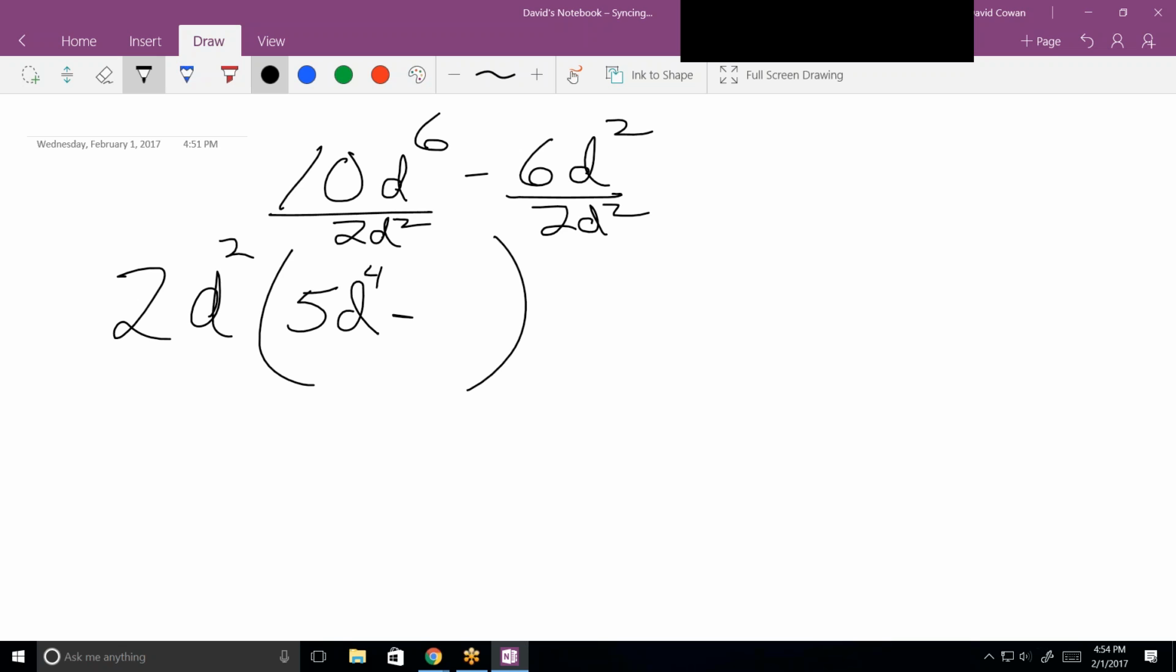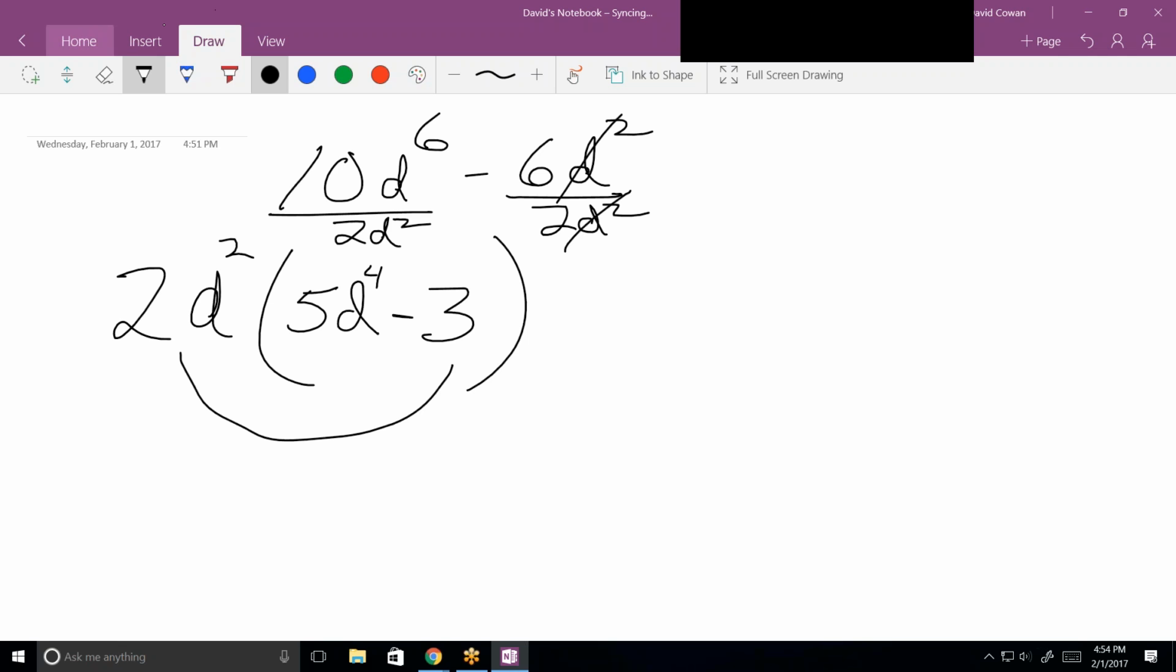What's 6d squared divided by 2d squared? That is 3. The d squares cancel, and you're left with just 6 divided by 2. And again, multiply those two together to make sure you got what you started with, and you'll see that you do.